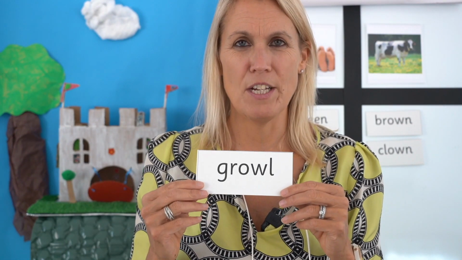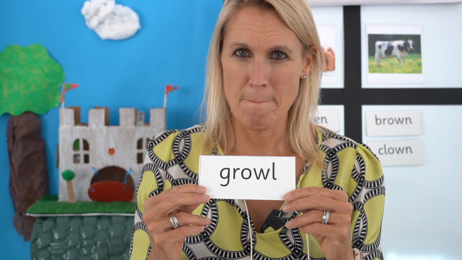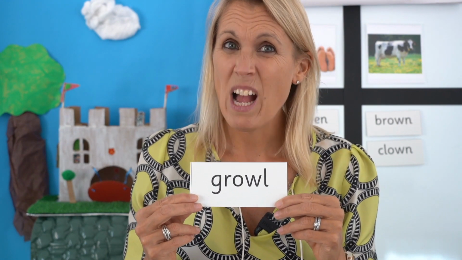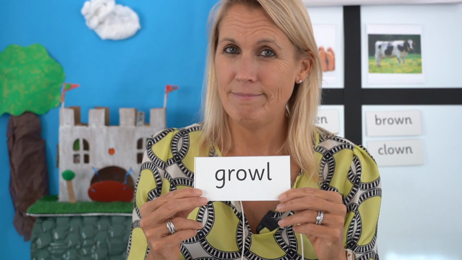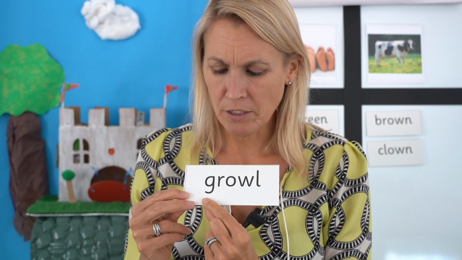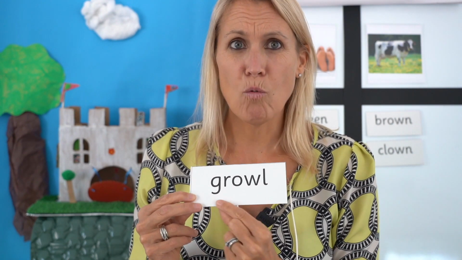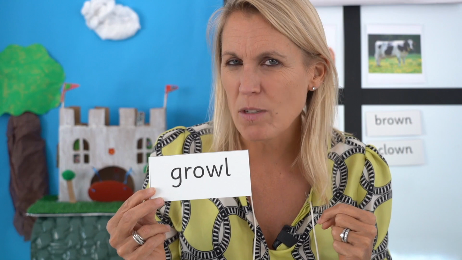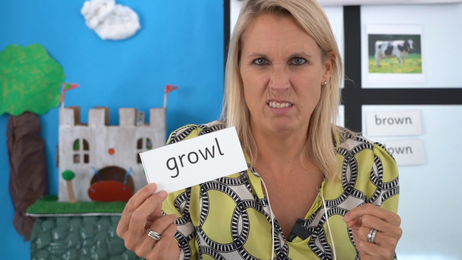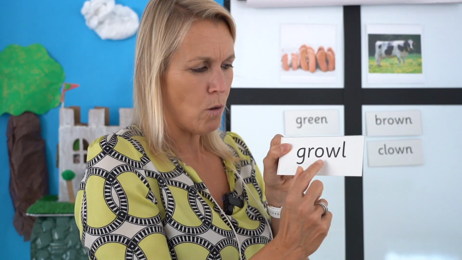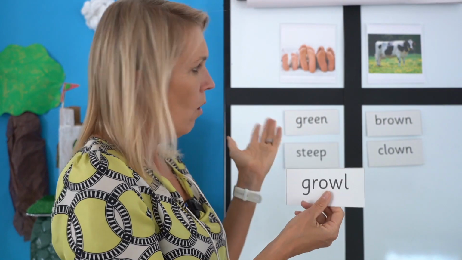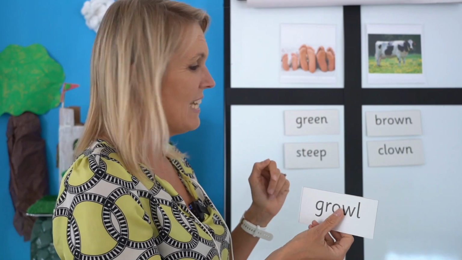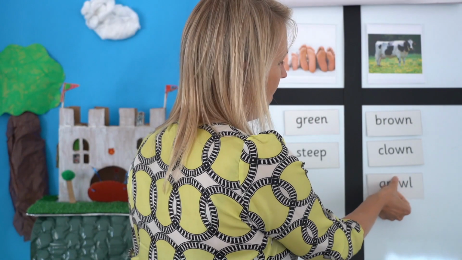Let's try another one. Have a look at this one. Read the word. What do you think? E or ow? What do you think? Let's read it together. G, r, ow, l, growl. Have you ever heard anything growl? Sometimes my dog growls if it gets a bit grumpy and she goes, just like that. Growl. It has the grapheme ow. Where shall I put it? You're right. Grapheme ow goes underneath the cow. Well done. There it goes.